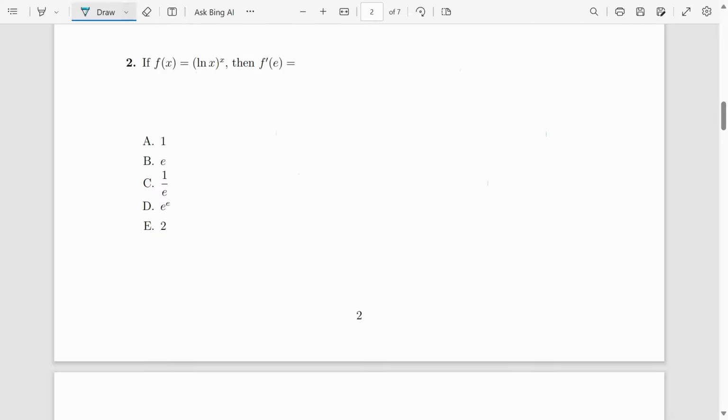Question 2, this is just a derivative question. We've got our f of x here. It's ln of x, the quantity raised to the power of x. And we have to take its derivative and then plug in e.